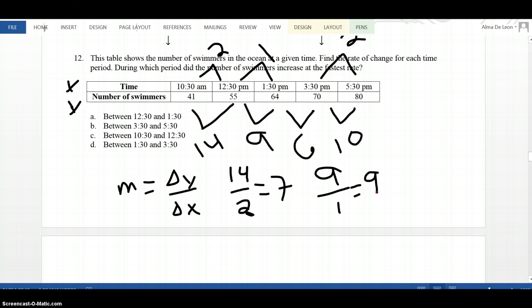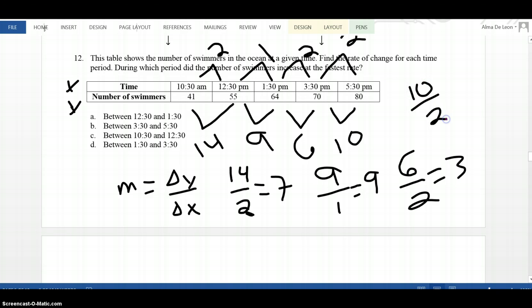The rate of change between 1:30 and 3:30 is 6 over 2, which is 3. And the rate of change between 3:30 and 5:30 is 10 over 2, the change in the y, which is 10, over the change in the x, which is 2, and that gives me 5.